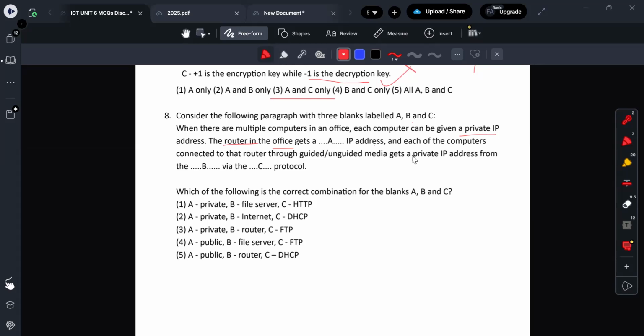And it is assigned a public IP address. By whom? Who provides it? The internet service provider. While the internal devices use private IP addresses. Got it? In an office or home setup, the router acts as the gateway to the internet and is assigned a public IP address by the internet service provider, whereas the internal devices use private IP addresses. So first one, A should be public IP address.